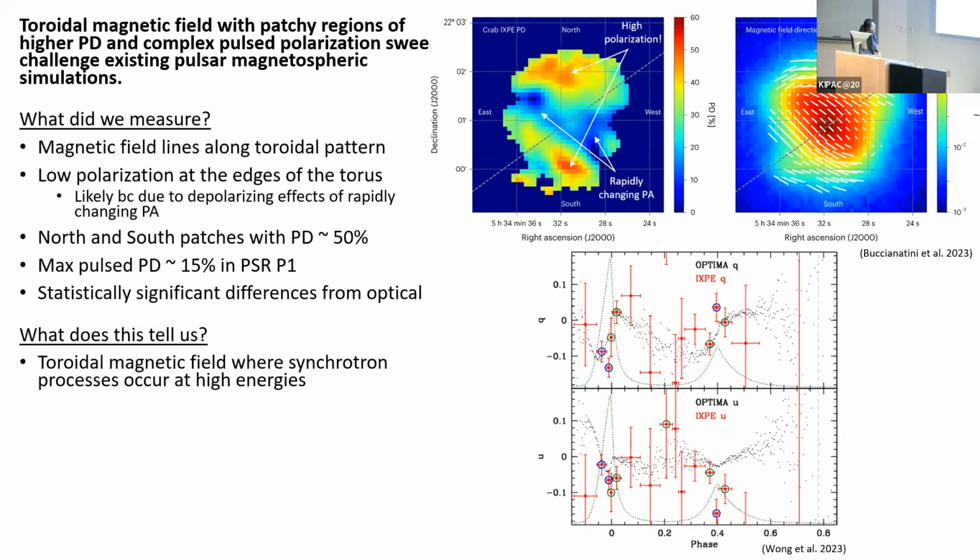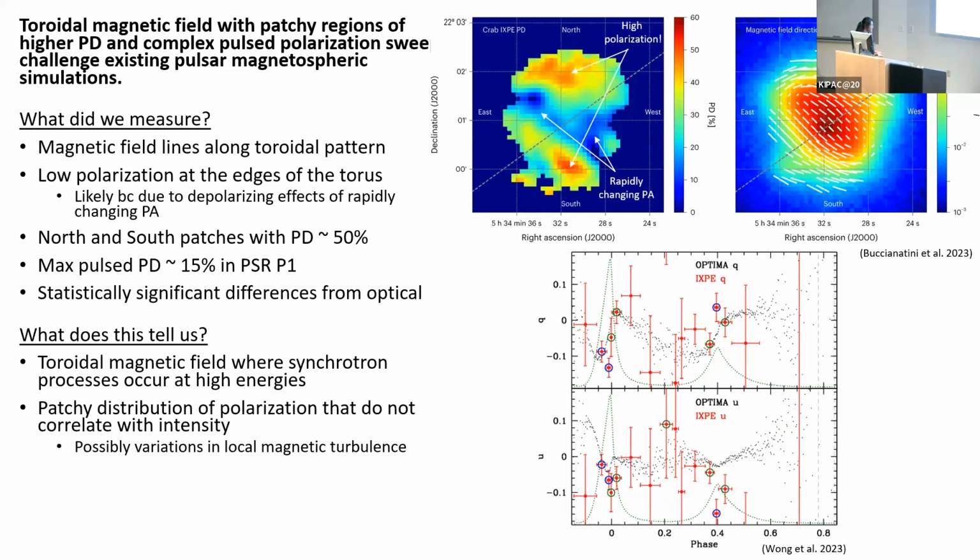This tells us that the Crab has a toroidal magnetic field where synchrotron processes occur, which is what we expected. But what we didn't quite expect is that the polarization patterns in the nebula are much patchier than we thought. This may be due to variations in the local magnetic turbulence, because the patchy distribution does not correlate with the X-ray intensity.